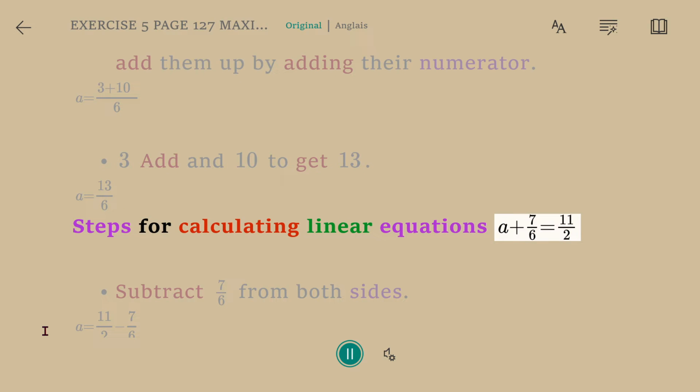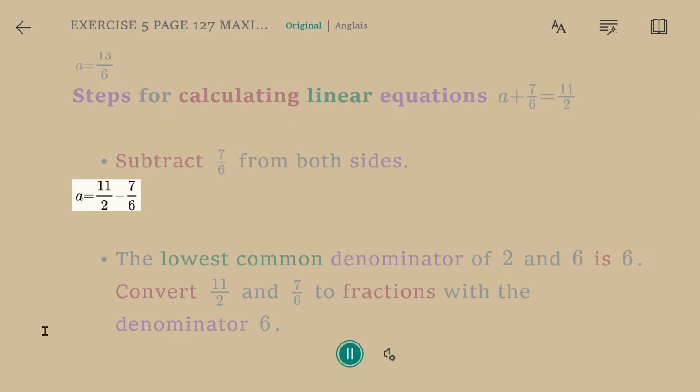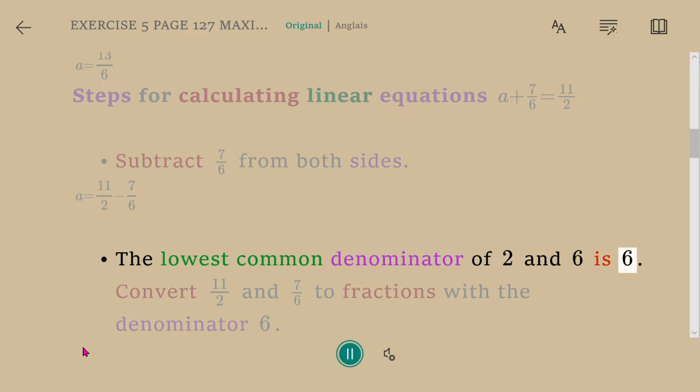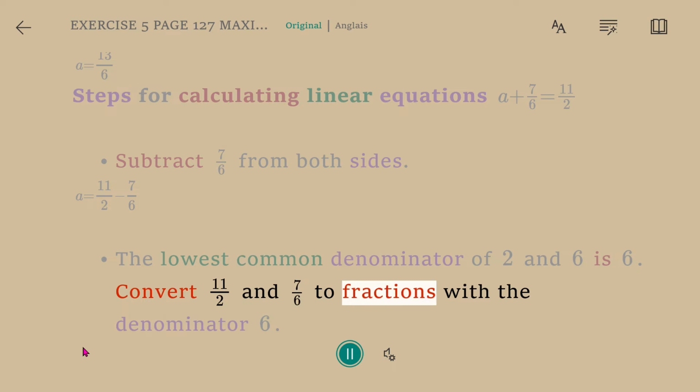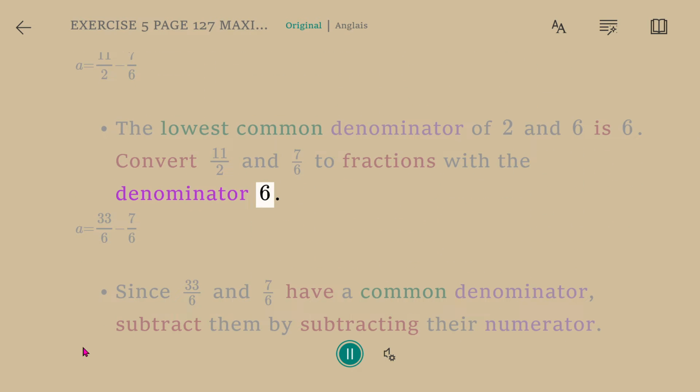B plus 7/6 equals 11/2. Subtract 7/6 from both sides. B equals 11/2 minus 7/6. The lowest common denominator of 2 and 6 is 6. Convert 11/2 and 7/6 to fractions with the denominator of 6. B equals 33/6 minus 7/6.